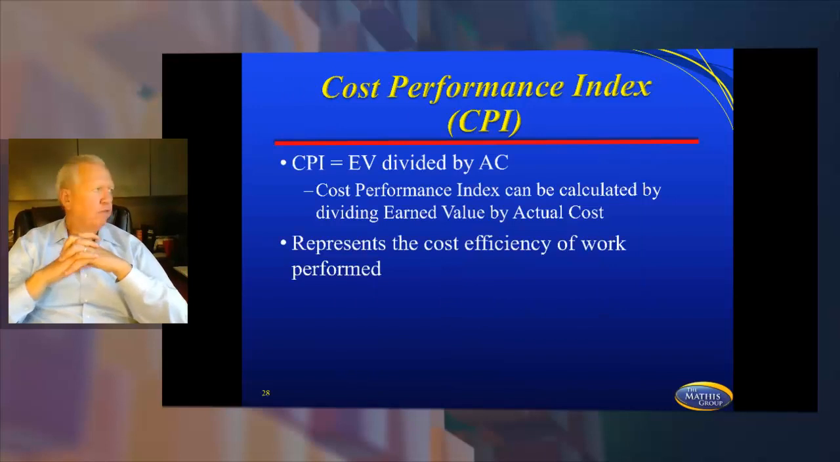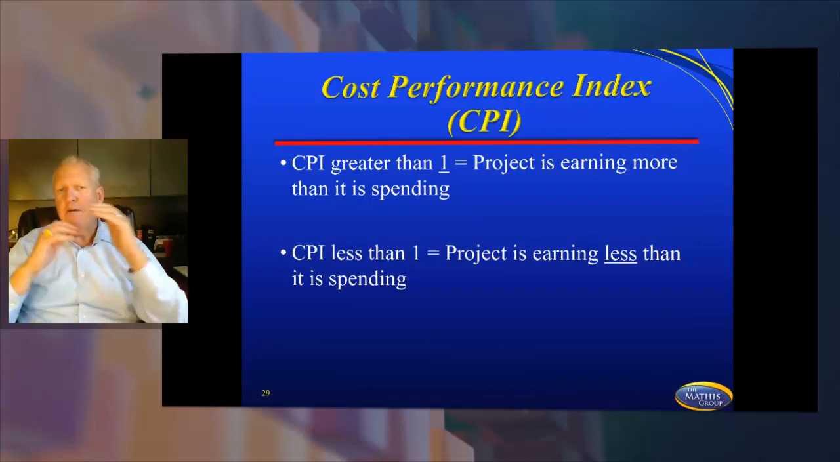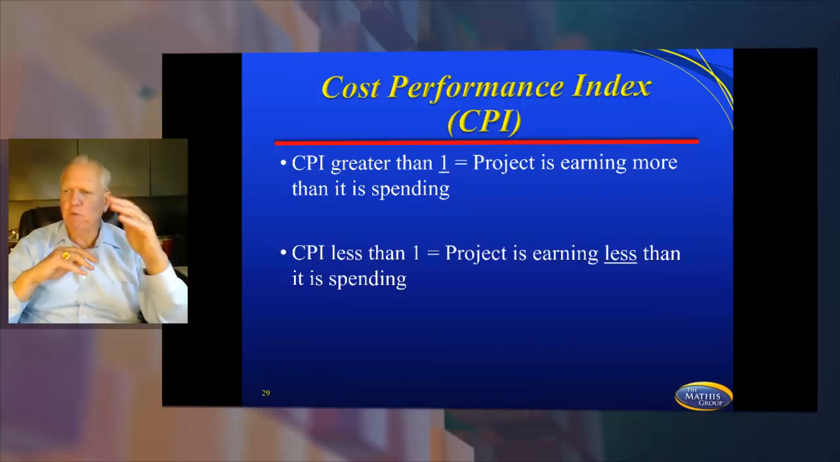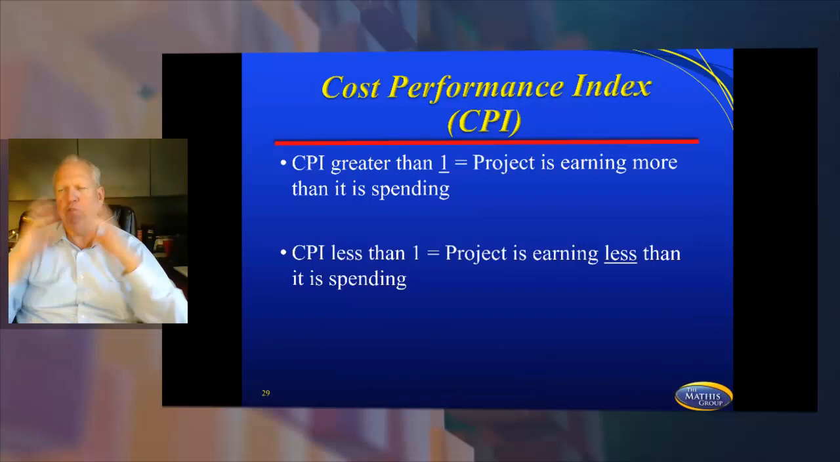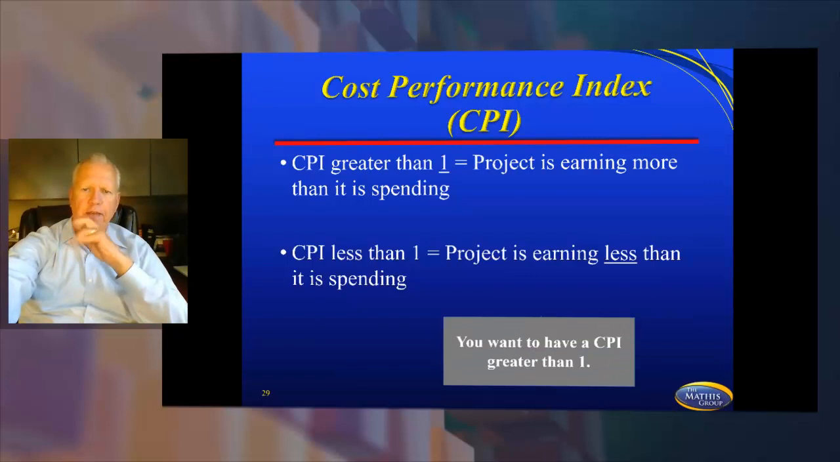The CPI is earned value divided by actual cost. This represents the cost efficiency of work performed. So if a CPI is greater than 1, the project is earning more than it's spending. If the CPI is less than 1, the project is earning less than it's spending. So above 1, I'm coming in under budget. Below 1, I'm coming in over budget. So positive is good, negative is bad, but above 1 is good, below 1 is bad. So that will help you in being able to interpret those. So you want to have a CPI that's greater than 1 if at all possible.